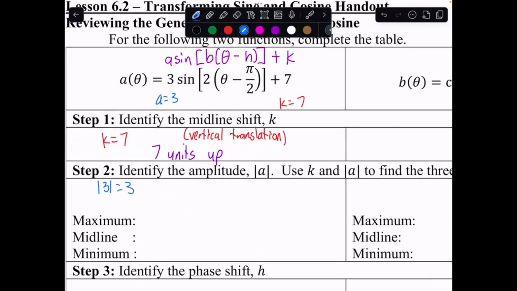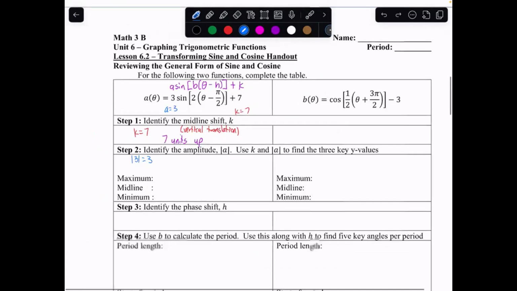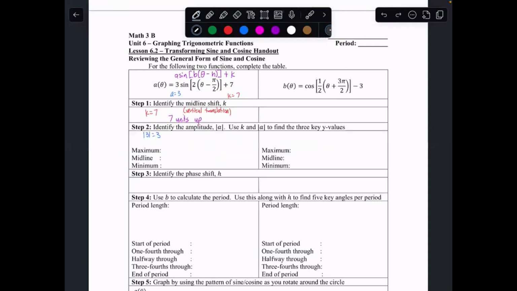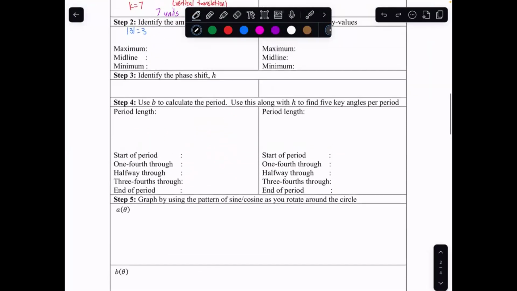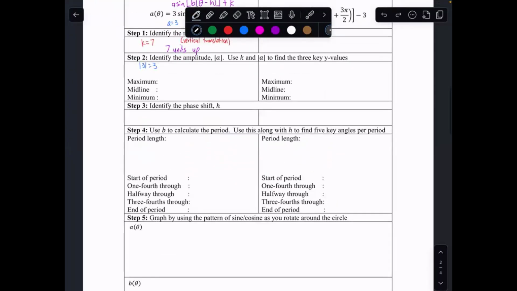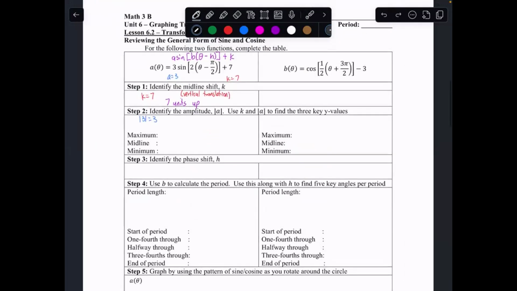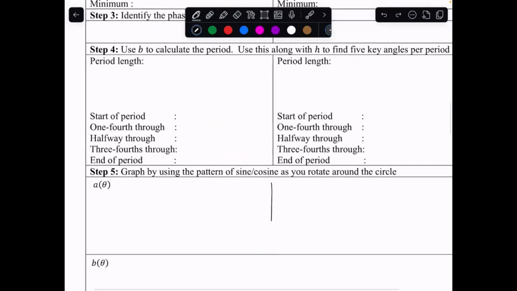What this number represents is how much to go upward from the midline to hit the maximum, or how much to go downward from the midline to hit the minimum. Actually, let's go ahead and graph the midline first. So jump down to step 5. Because I see that the K value is very positive, I'm going to leave more room at the top than the bottom.